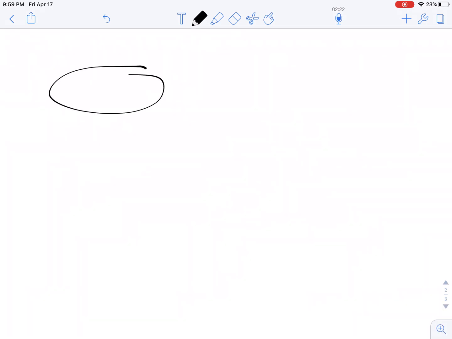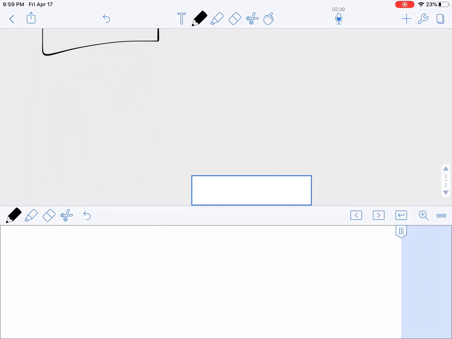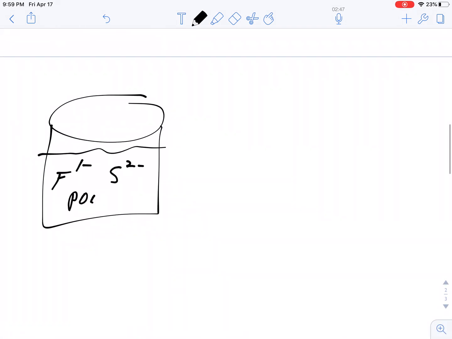In our beaker, we have fluoride. We've got sulfide, which is a 2-, and we have phosphate, which is a 3-. And we're going to add our lead ions. And we want to know which one will precipitate first. So unfortunately, we're going to have a little bit more work involved.